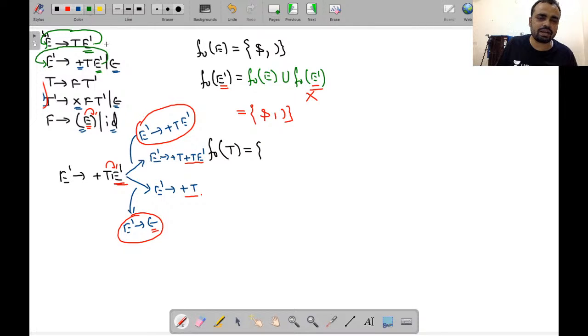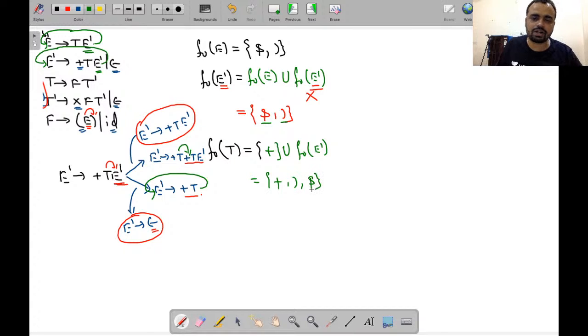So let's try to analyze each and every situation. In this situation the follow of t will become plus, and in this situation the follow of t will become the follow of this. So union follow of e dash. So ultimately this is the plus. What is the follow of e dash? This is the dollar and right bracket. So just write dollar and right bracket. Got it? So ultimately this will become the follow of t.